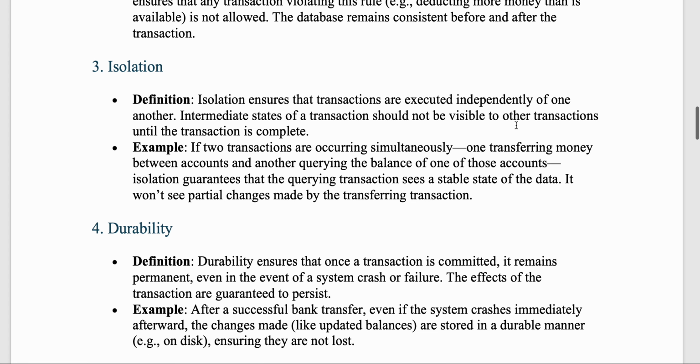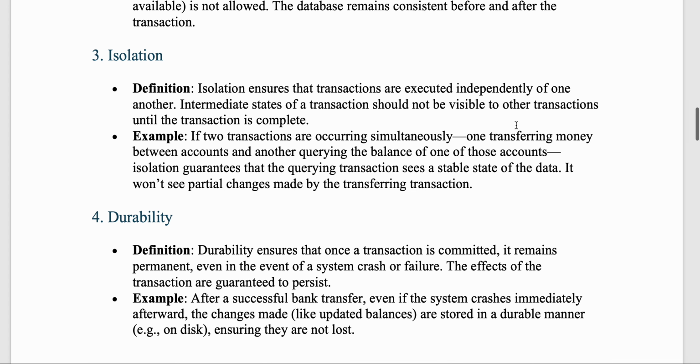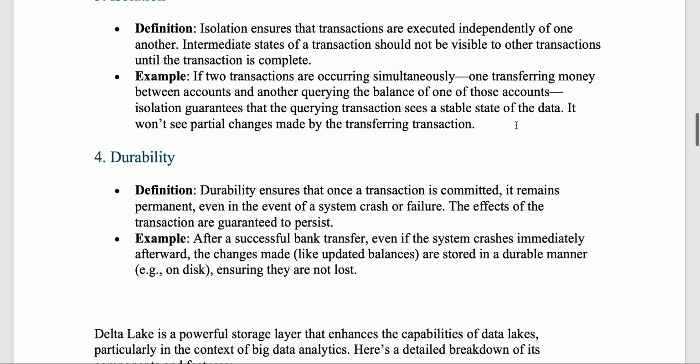Then durability. Durability ensures that once a transaction is committed, it remains permanent even in the event of a system crash. So suppose you have done some transaction and it got committed, the data would be there even if there is a physical crash. Suppose after a successful bank transfer the system crashes immediately afterward, the changes made, like updated balances, are stored in a durable manner, like on disk, ensuring they are not lost. So that is called durability.